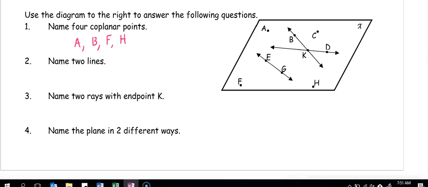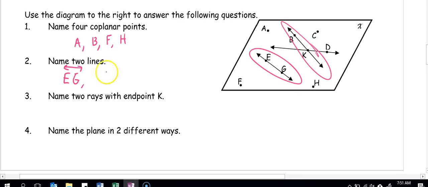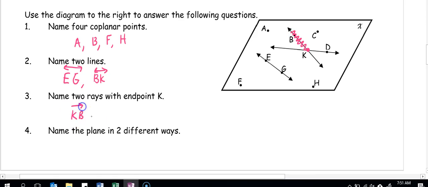Name 2 lines. So we have one line here, which we can name EG. Remember to put your line symbol with both arrows. And another line we could have is BK. Name 2 rays with the endpoint K. So remember, it's going to start at K and then go in a direction. So we have KB, and then we also have KD. Remember that K has to come first when we're naming a ray.